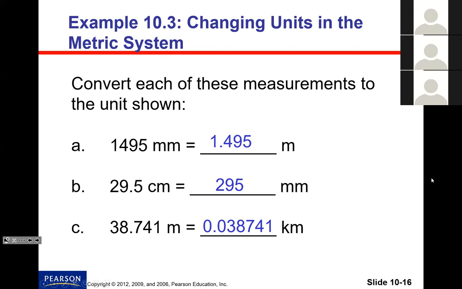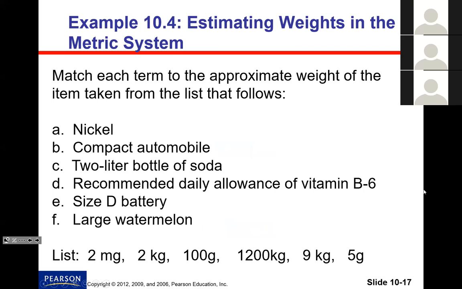Okay, now what I want you to do here is, there are 6 items, and I want you to estimate what measurement goes with what thing. A nickel, like a 5-cent coin, right? A 2-liter bottle of soda, a compact automobile, your daily allowance of B6, a size D battery, the big batteries, and a large watermelon. Try to figure out which one goes with which. Take a minute to do that. Well, less than a minute, probably about 30 seconds.